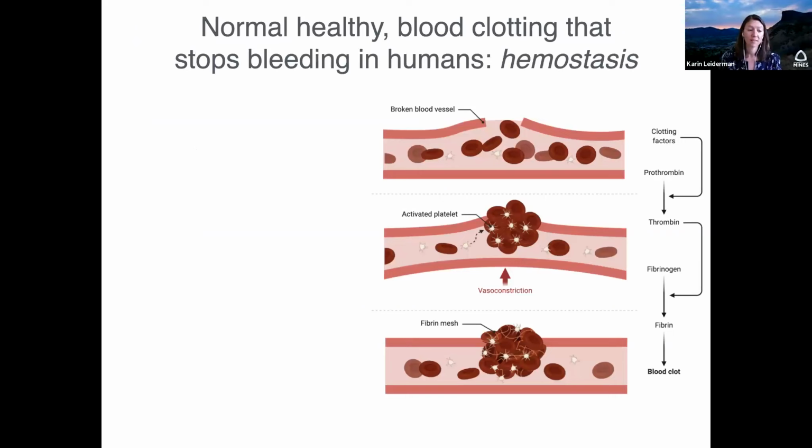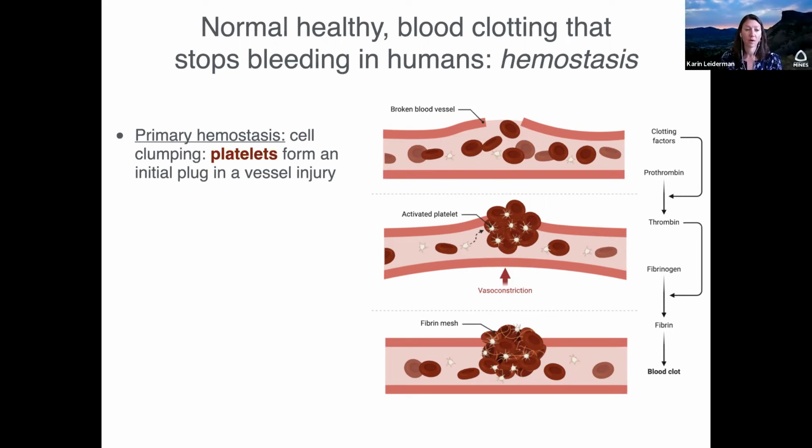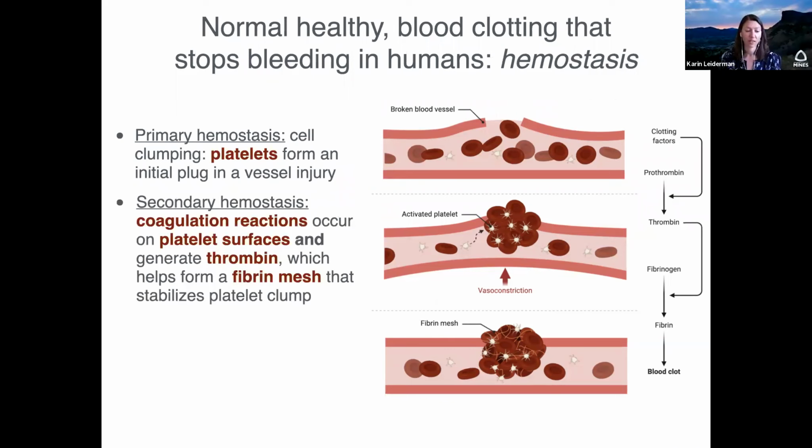So let's translate this into the human clotting system, where the normal healthy process is called hemostasis. There are two stages, primary and secondary. Primary hemostasis is where the cells do the clumping, and in humans, those cell clumps are platelets. Then the next stage, secondary hemostasis, is where the protein interactions take place. These are known as the coagulation reactions, and they occur on platelet surfaces.